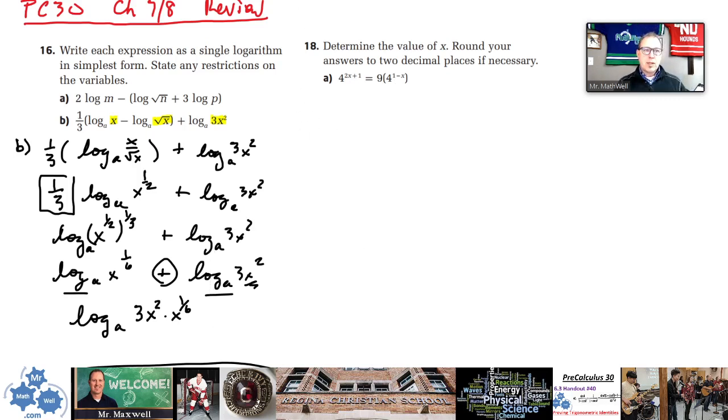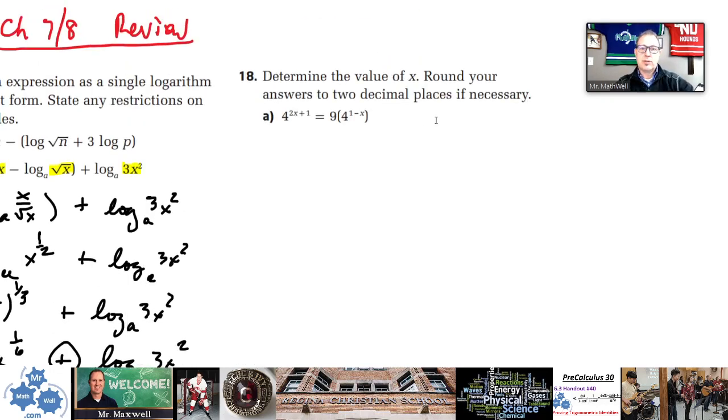All right, so let's do 18a as well. It says determine the value of x. Round your answers to 2 decimal places. So we need to solve for x. Okay. All right.